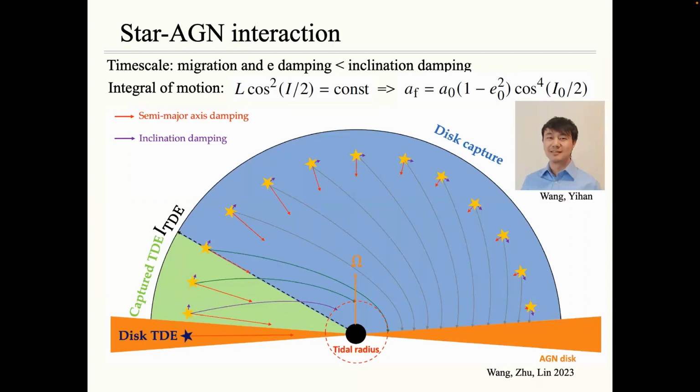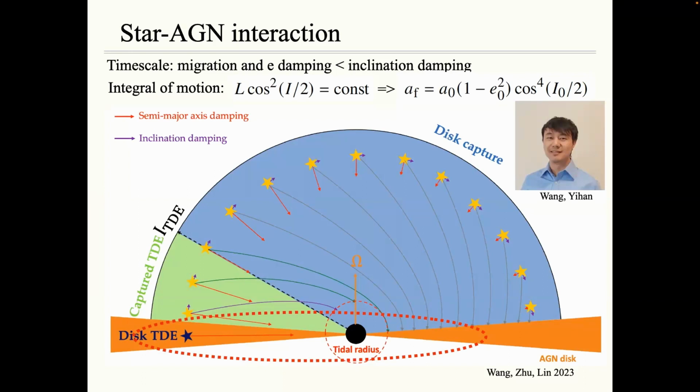Okay. So you could work out that if the inclination of the orbit is very high, for example, if the orbit is almost perfectly 180 degrees, almost retrograde, then I naught over 2 is 90, and cosine 90 is 0. So that means for very inclined orbits, when they sink into the disk, their orbit could shrink by orders of magnitude. Okay. So this has implications on tidal disruption events.